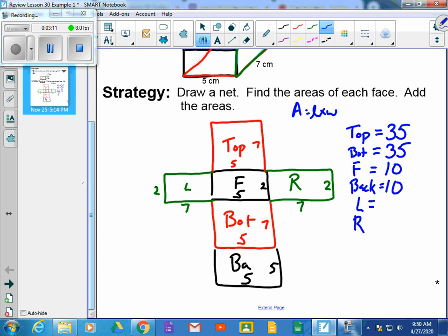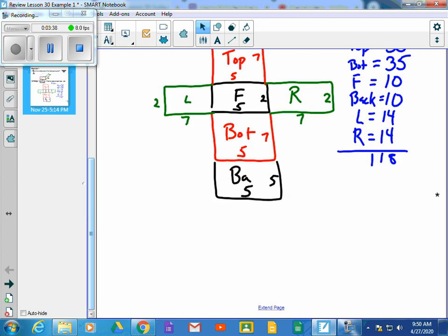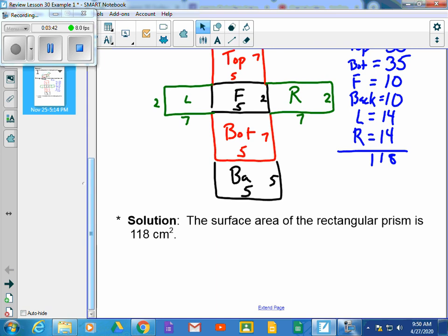Finally, the left and the right, the dimensions on that one would be 7 by 2, which is 14 for both of those. The last thing we're going to do is add those areas up to get a total surface area. Well, if I do that, I have 18, carry the 1, that would be 8, 10, 118. So we can say that the surface area of that rectangular prism is 118 square centimeters.